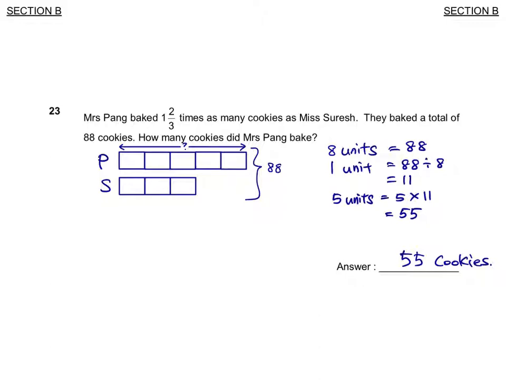So they tell you that they baked a total of 88. They want to know how much this 5 units is. So you find out 1 unit is equal to 11, then 5 units will be 55 cookies.